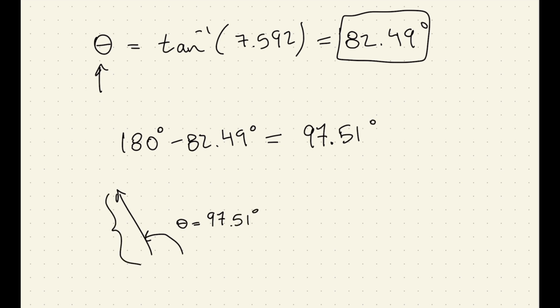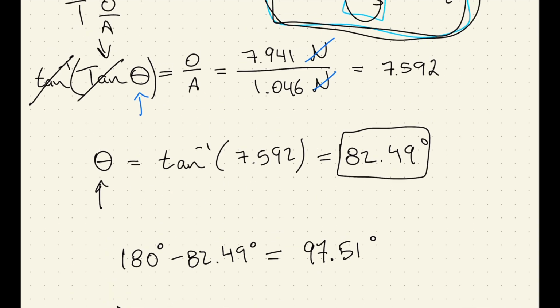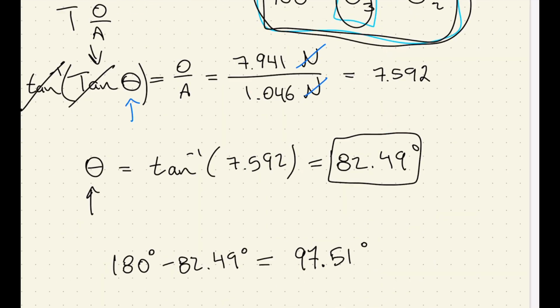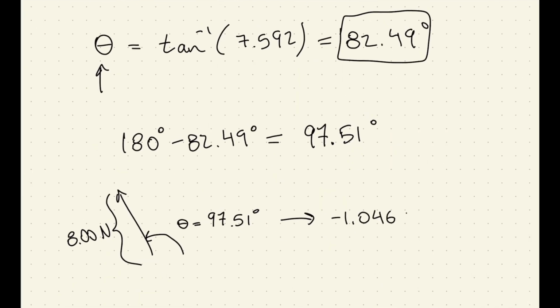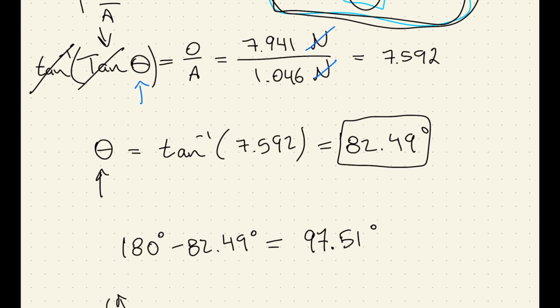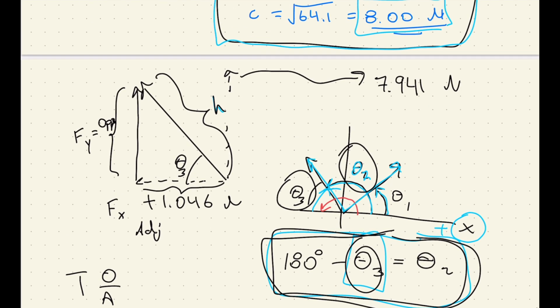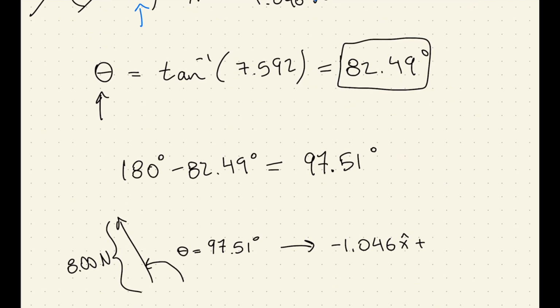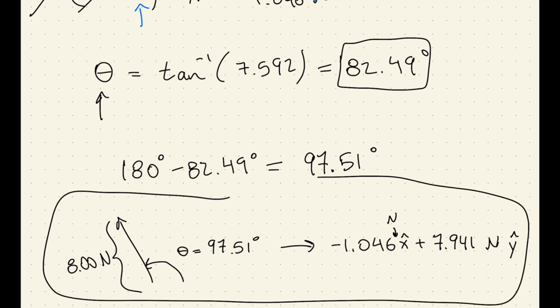So the resultant vector is equal to 97.51 degrees. The magnitude here is 8.00 newtons, or you can write it into its component form, which is minus 1.046 newtons in the x hat direction, plus the y component, which is 7.941 newtons in the y hat direction. Also, I should have put newtons here. This is two ways to answer this question.